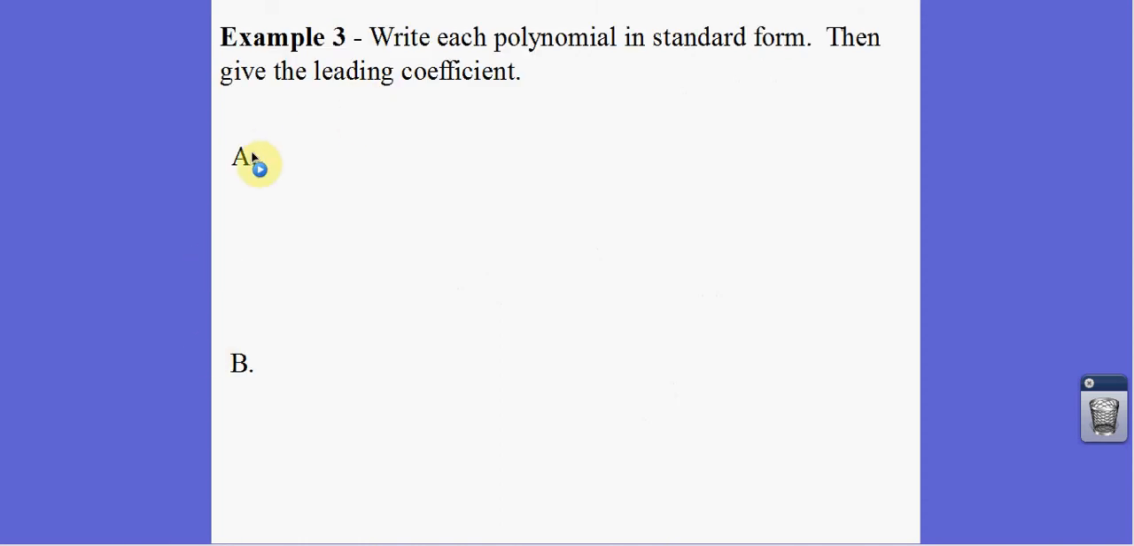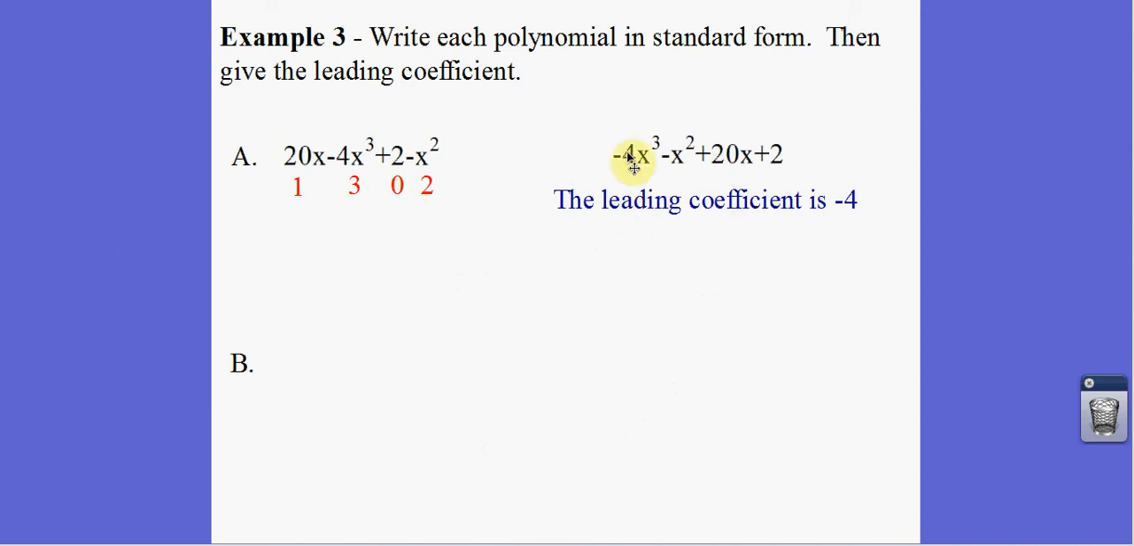Alright, our first example, we have a polynomial with 1, 2, 3, 4 terms. If I want to put it in standard form, I have to find the degree of each term. So the degree of this first term is 1, second term is 3, the degree of 2 is 0 because it doesn't have a variable, and the degree of this term is 2. Okay, when I put these terms in descending order, it's going to look like this. This is standard form right here. And negative 4, the number right out front, that's called the leading coefficient.